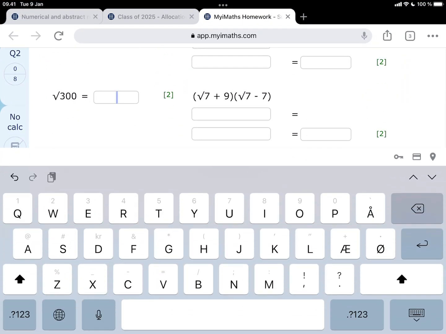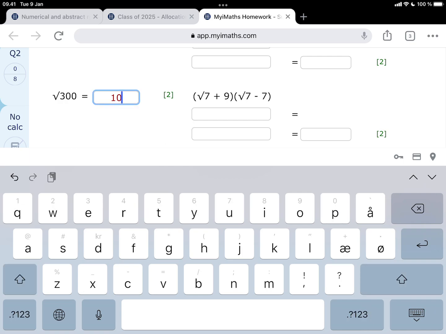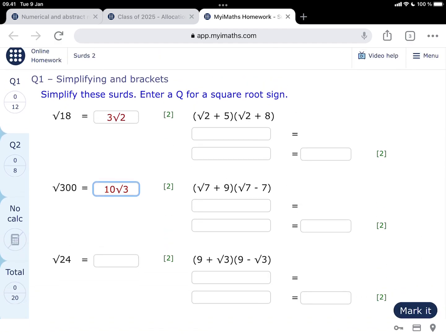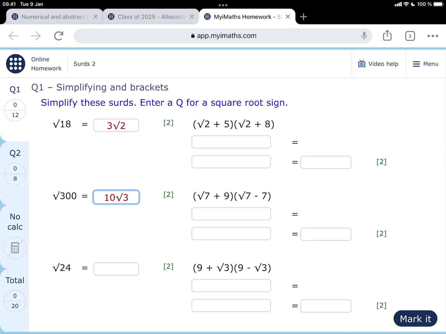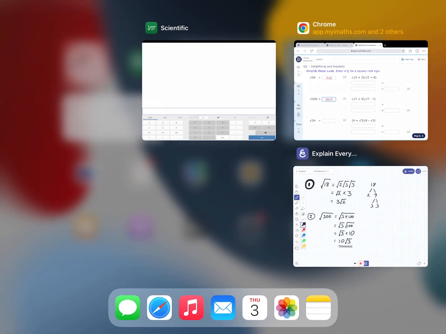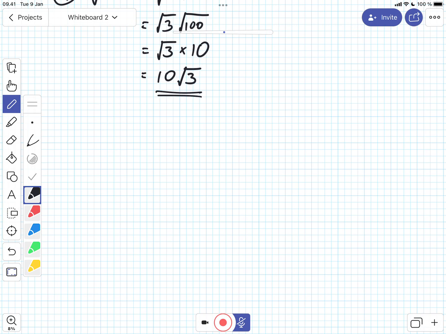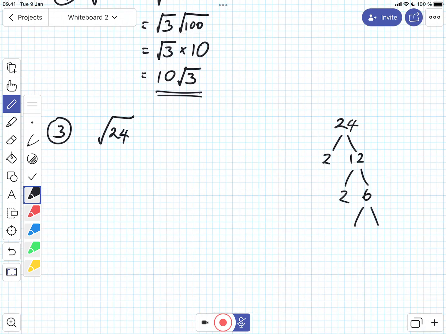Let's just fill that in. So 10 times the square root of 3, and that's that one done. Next one, square root of 24. Okay, so back to my book. Let's call that number 3. The square root of 24, well, let's do a factor tree. 24 is 2 times 12. 12 is 2 times 6. 6 is 2 times 3.